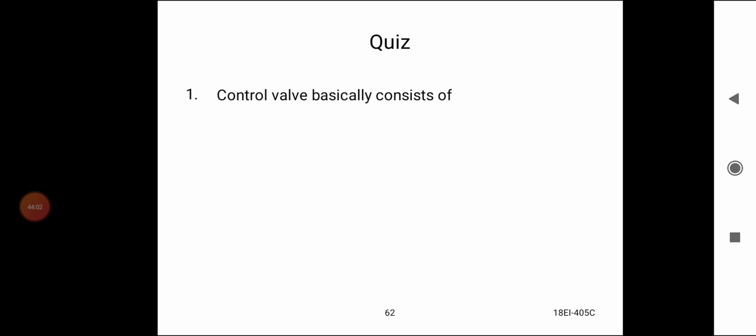Quiz question: a control valve basically consists of A, valve body, B, stem, C, plug, D, all the above. The answer is that a control valve basically consists of valve body, stem and plug, so all the above is correct. D is the correct answer.